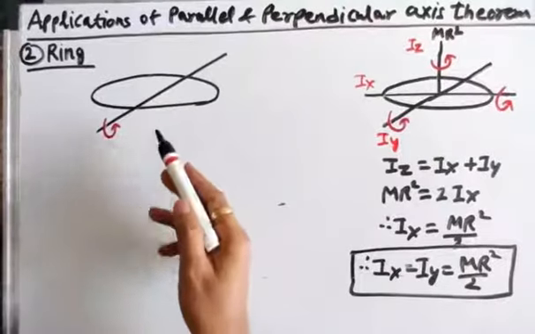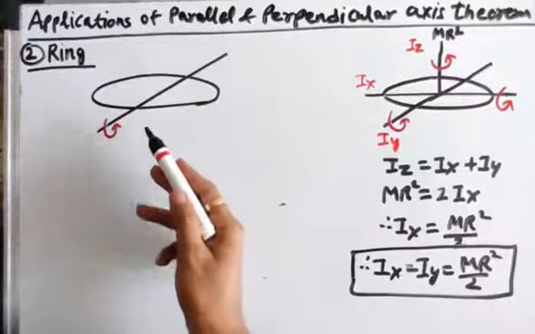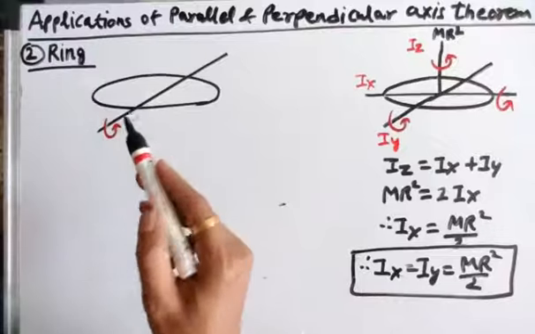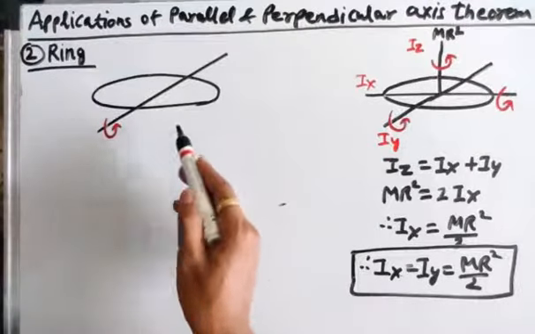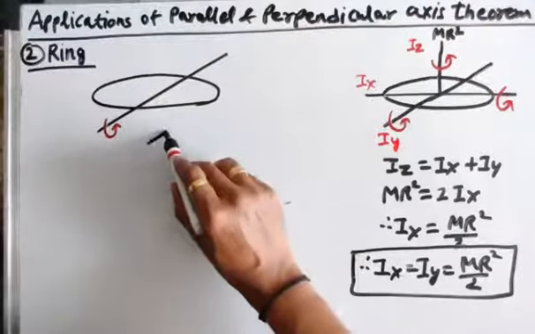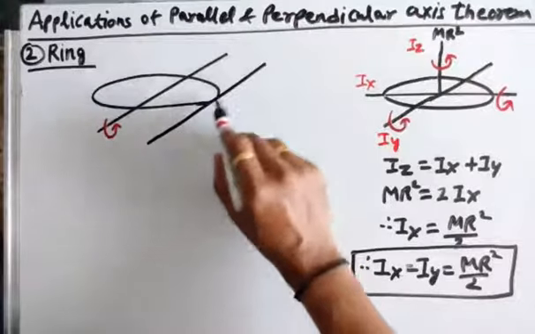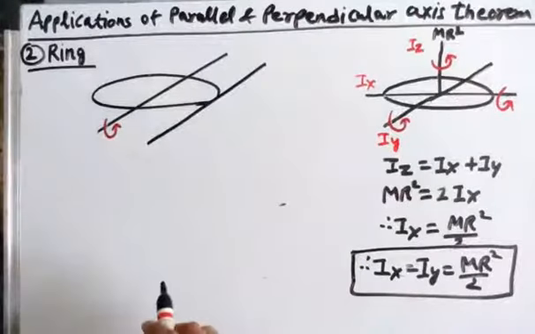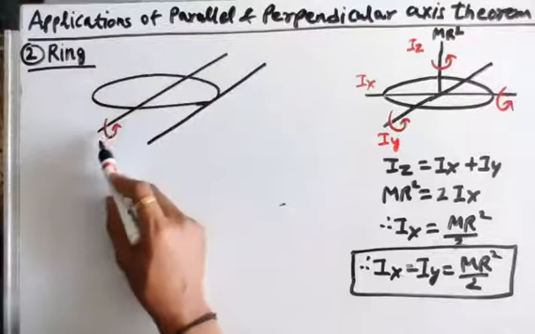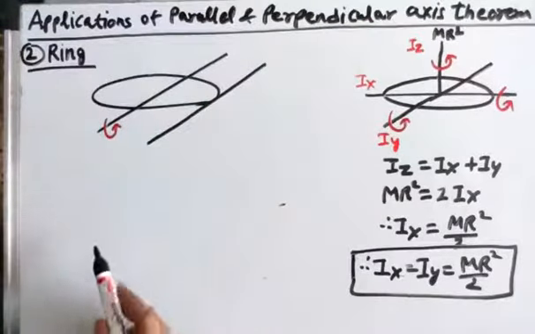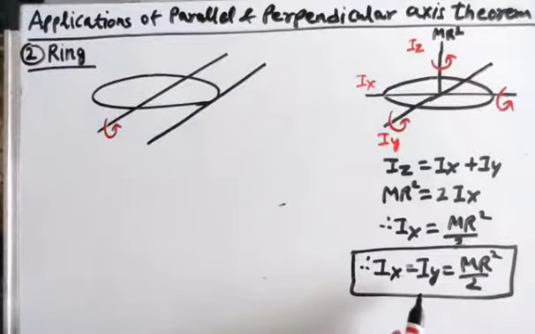Now in this case we are going to find the moment of inertia of a ring about an axis tangent to the ring and in its plane, meaning you can see this is tangent to the ring and this tangent is in the plane of the ring. Now you can see this axis is nothing but along the diameter, and we already derived the formula of moment of inertia of a ring along its diameter.